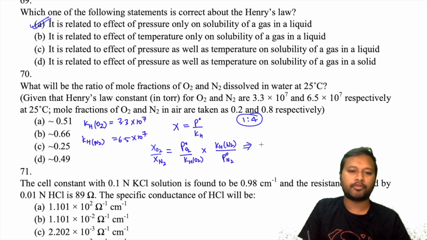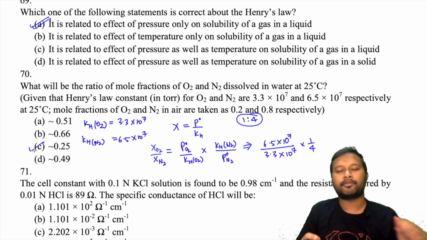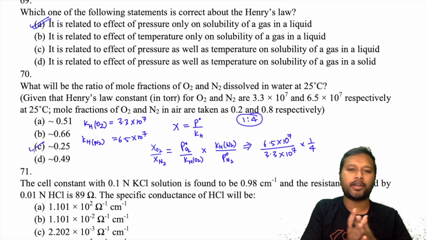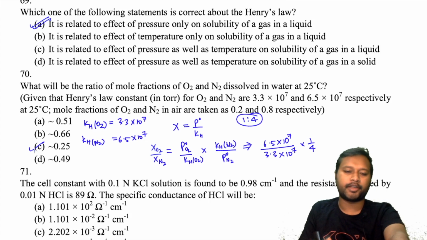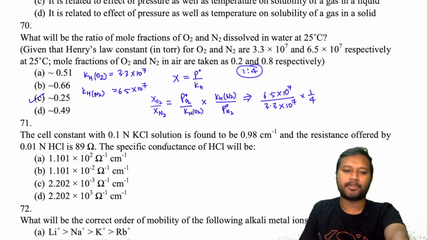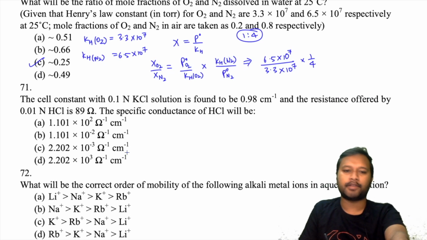So you are going to get N2 is 6.5 into 10 to the power 7 divided by 3.3 into 10 to the power 7, multiplied by 1 by 4. Solve this whole thing and you will get approximately 0.25 as the answer. So that's your answer, option number C. You can try this on your own as well.